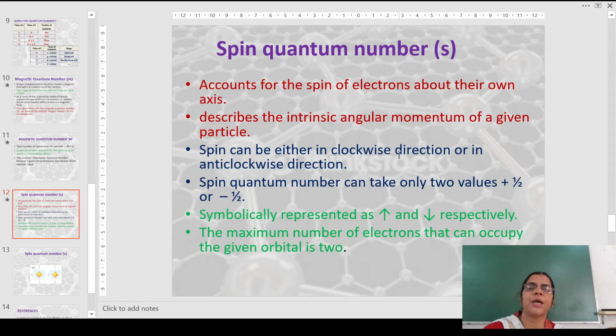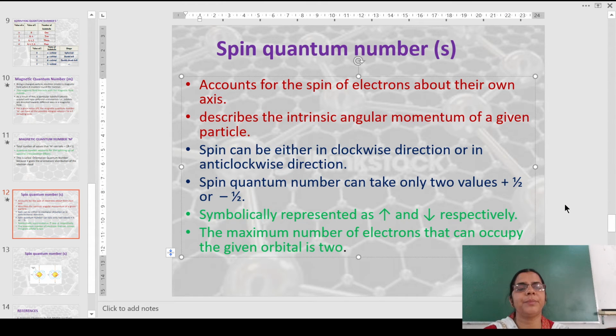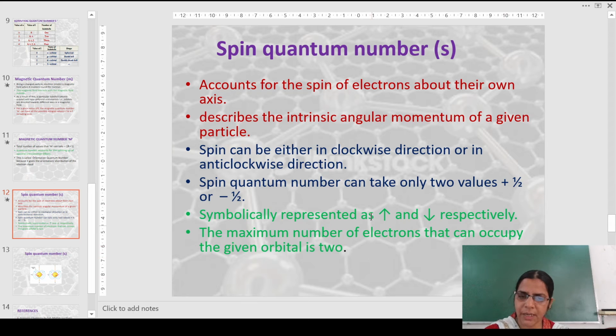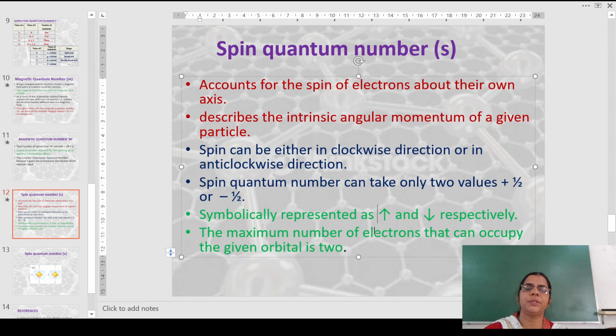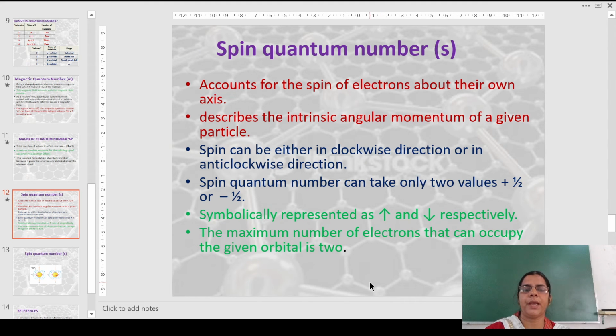The spin can be either clockwise or anti-clockwise. So if you imagine, the spin could be either clockwise or anti-clockwise. And to make it simple, mathematically it can be represented by plus half and minus half. And whenever we are using the spin representation in case of electronic configuration, in such cases we use these two symbols, up arrow and down arrow. These are the different ways. Plus half is mathematically represented for some calculations, and it can also be symbolically written as up arrow and down arrow for different spins.